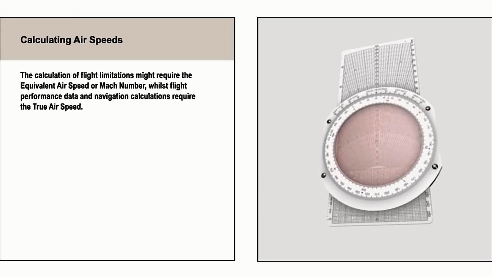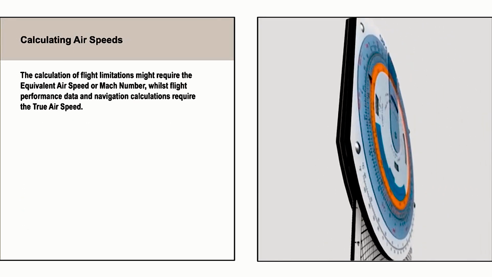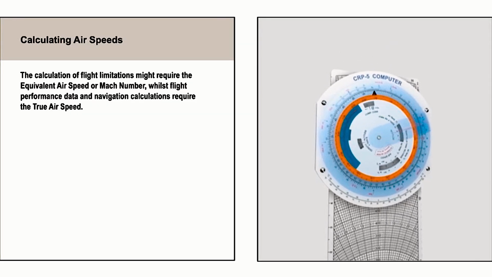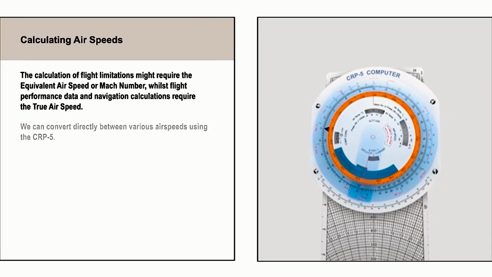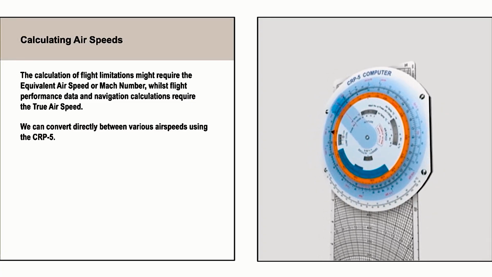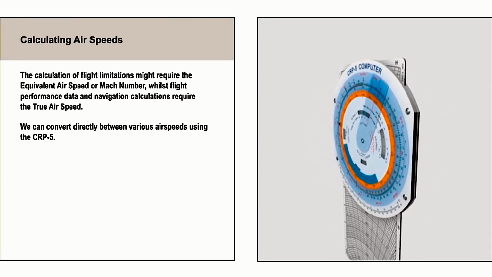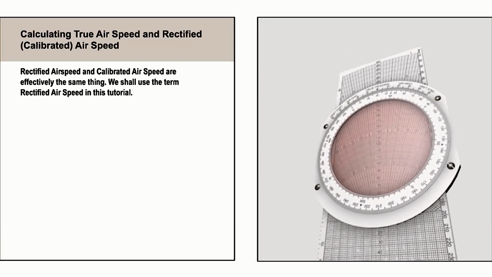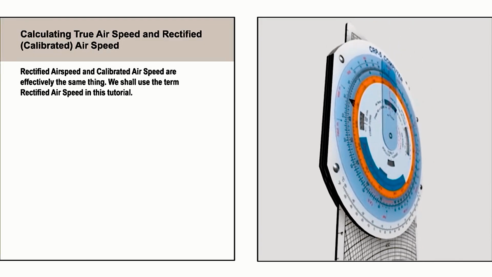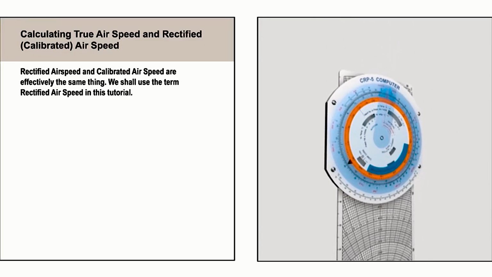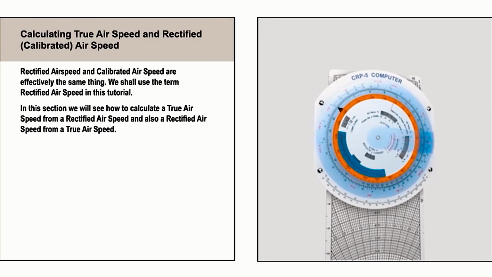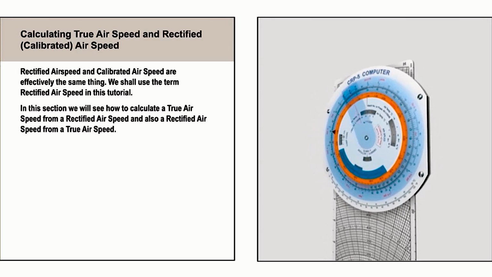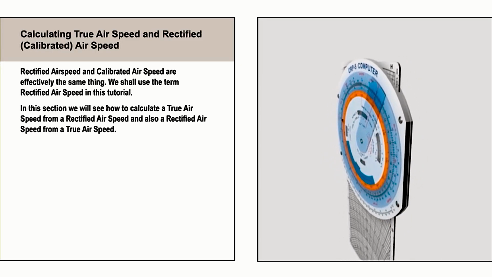The calculation of flight limitations might require the equivalent airspeed or Mach number, whilst flight performance data and navigation calculations require the true airspeed. We can convert directly between various airspeeds using the CRP-5. Rectified airspeed and calibrated airspeed are effectively the same thing. We shall use the term rectified airspeed in this tutorial. In this section, we will see how to calculate a true airspeed from a rectified airspeed and also a rectified airspeed from a true airspeed.